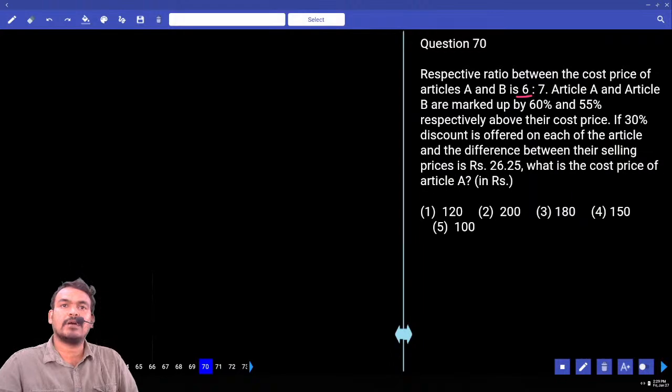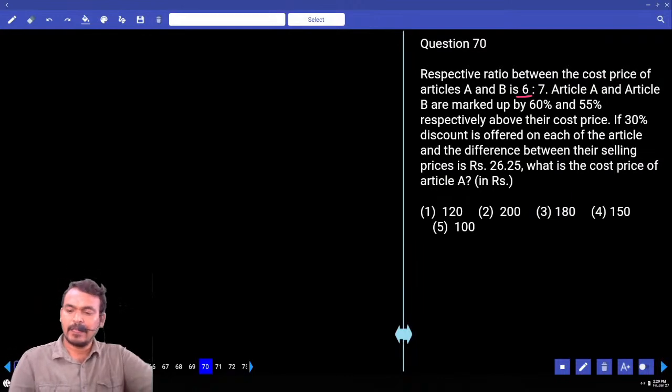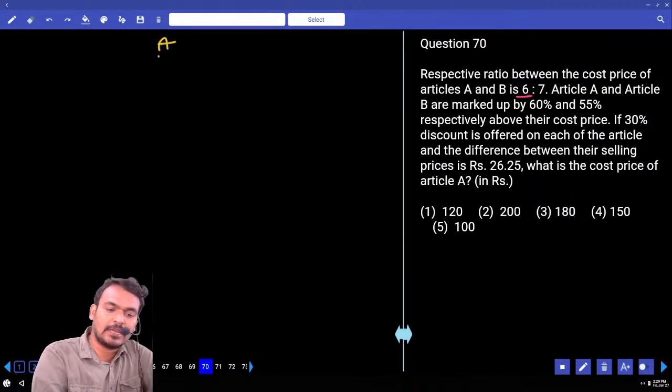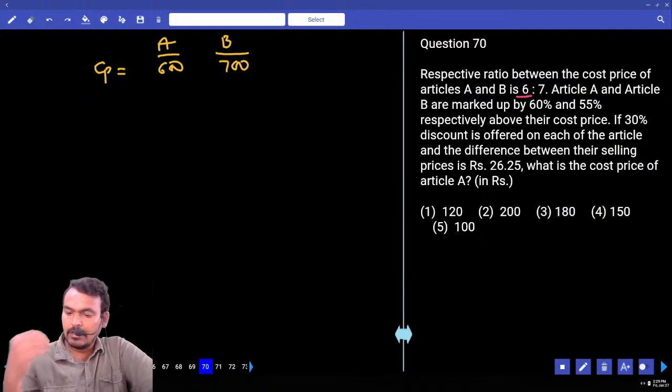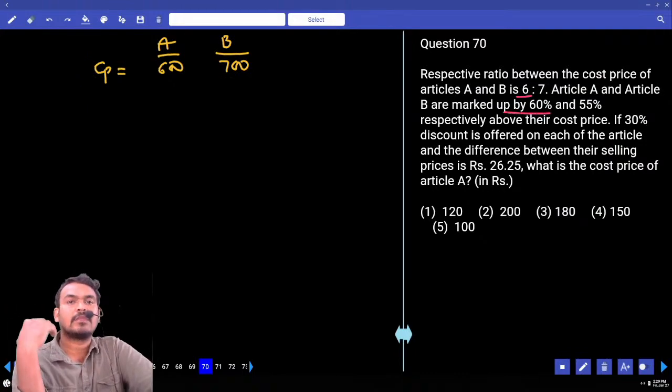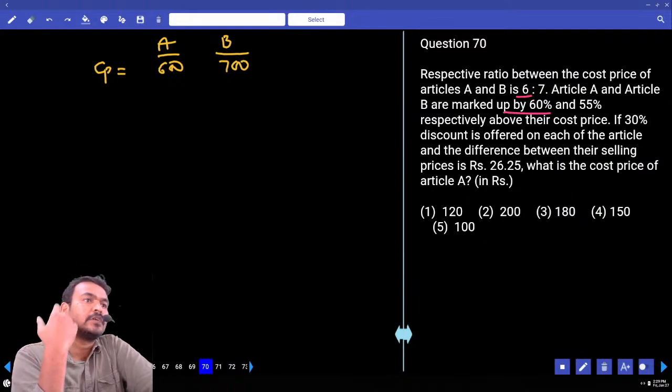First verify whether the options are multiples of 6. First option, 6 multiple. Second option, no. Third option. Fourth one, 150, is exactly divisible by 6. More than one option qualifies. Suppose A's cost price is 600, then B's cost price is 700. These are cost prices. The first one is marked up by 60%, more. What is 60% of 600?